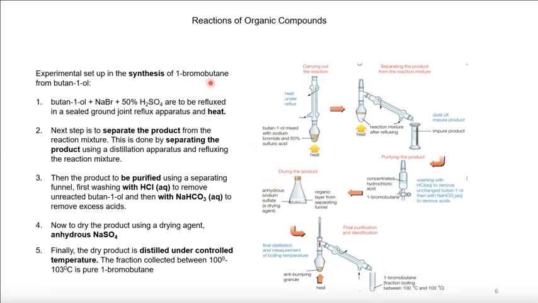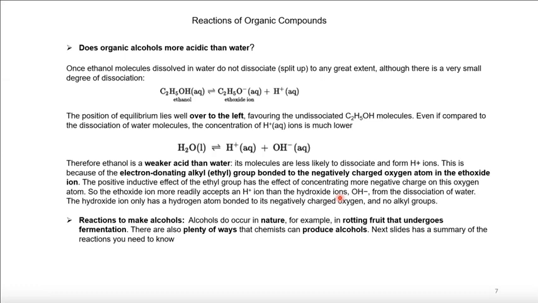bromobutane by this. This is an experimental setup I show, and sometimes you get this sort of question in your A-level exam, how to prepare things like this. Well, now we are going on to discuss another chemical property of alcohol.